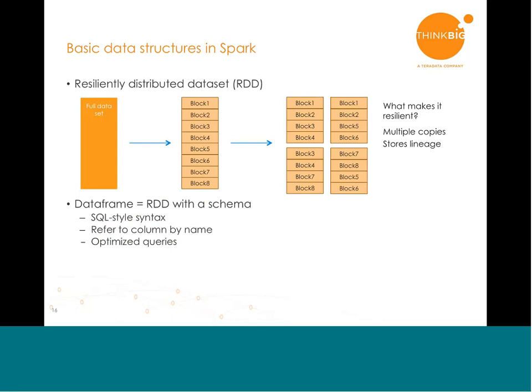The second data structure in Spark is a data frame. And basically this is just an RDD with a schema. This is part of Spark SQL, and it enables you to query your data in a SQL-style syntax. It's very convenient because your data is broken up into a more traditional record-type format, and each column in the data can be queried by name. It also relies on the Tungsten engine, which is part of Spark that optimizes queries. So in a lot of cases, it can be faster than an RDD.